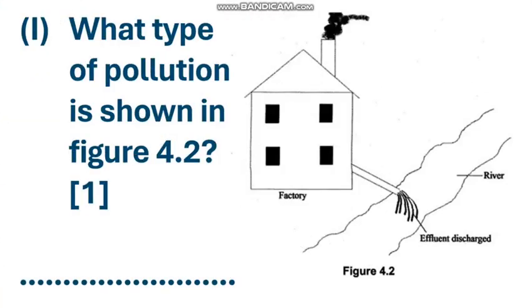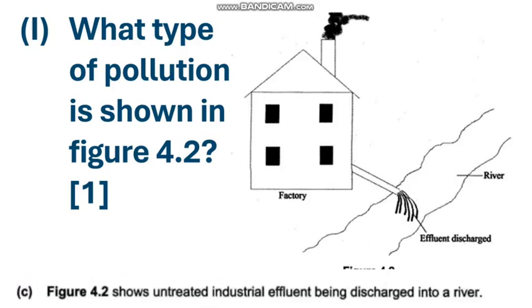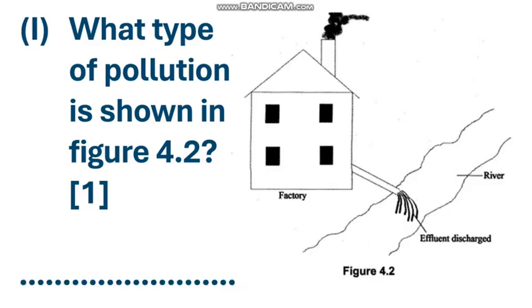So here is our question. The question reads, figure 4.2 shows untreated industrial effluent being discharged into a river. So this is figure 4.2 that is showing the untreated industrial effluent being discharged into a river. So our question reads, what type of pollution is shown in figure 4.2? So based on what the question is saying, it's showing the untreated industrial effluent being discharged into the river. So they want us to identify the type of pollution that is being shown in figure 4.2.